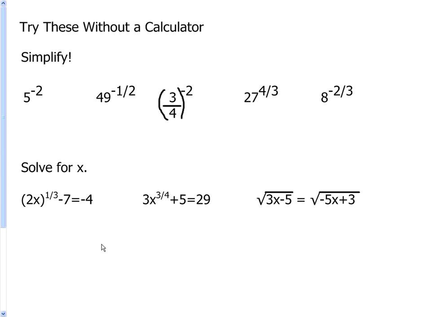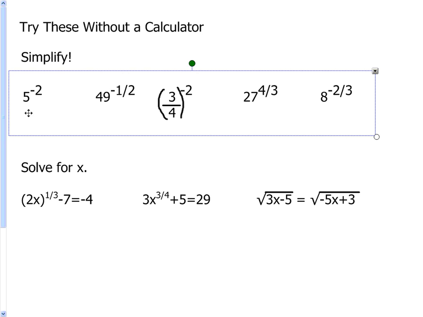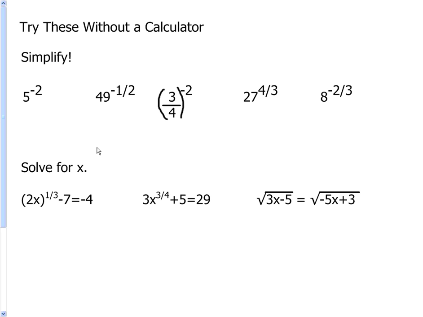Okay, so today is about advanced application problems. Problems that are a little more advanced. But we're going to start with the simple stuff. 5 to the negative 2. 5 to the negative 2 is just like 5 to the 2, 5 squared, which is 25, except that negative thing doesn't make it negative 25. It makes it what? 1 over 25.